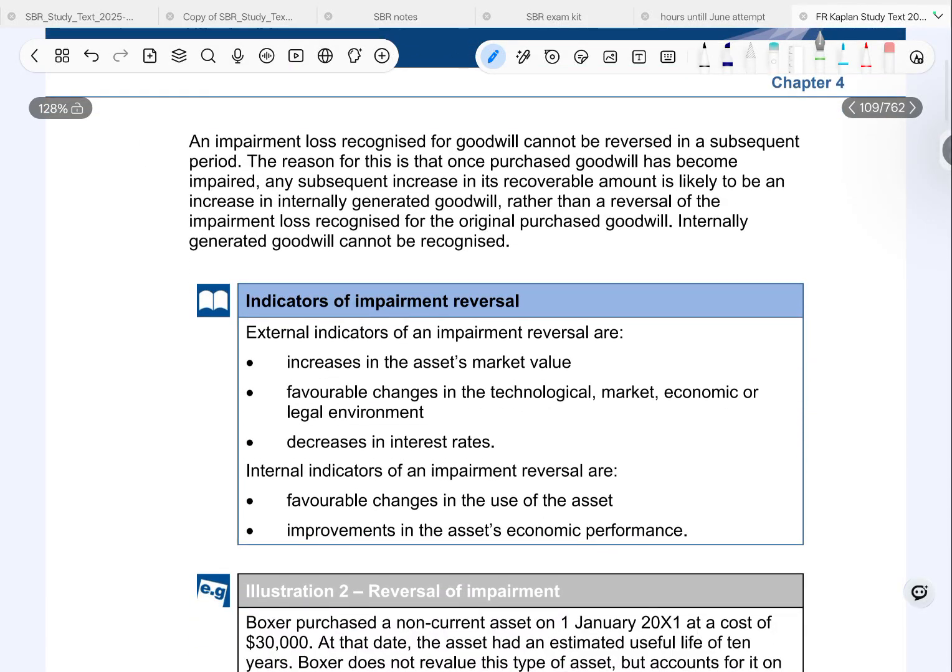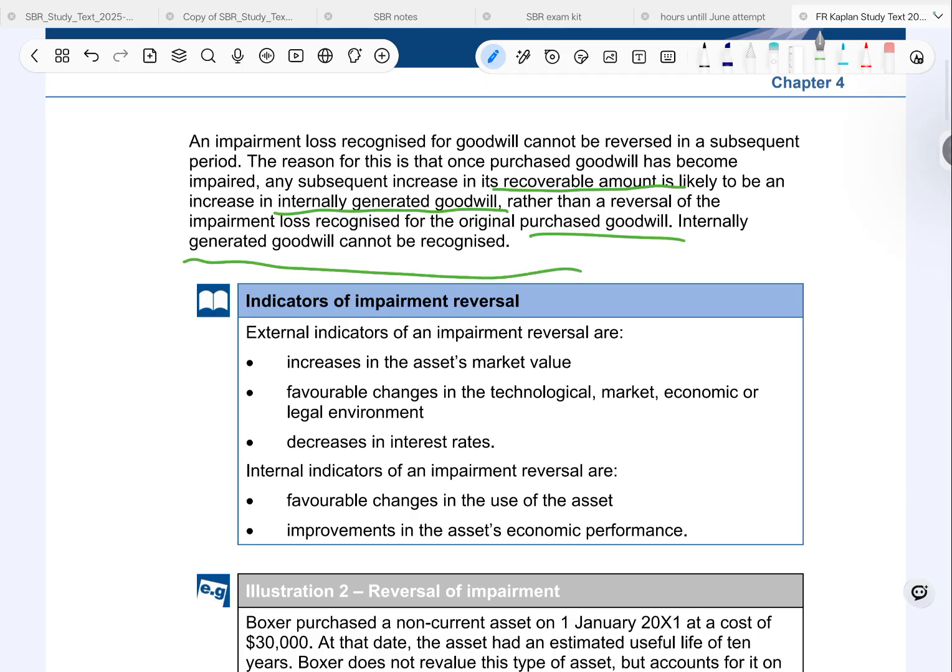An impairment loss recognized for goodwill cannot be reversed in a subsequent period. The reason for this is that once purchased goodwill has become impaired, any subsequent increase in its recoverable amount is likely to be an increase in internally generated goodwill, rather than a reverse of the impairment loss recognized in the original purchased goodwill. Internally generated goodwill cannot be recognized.